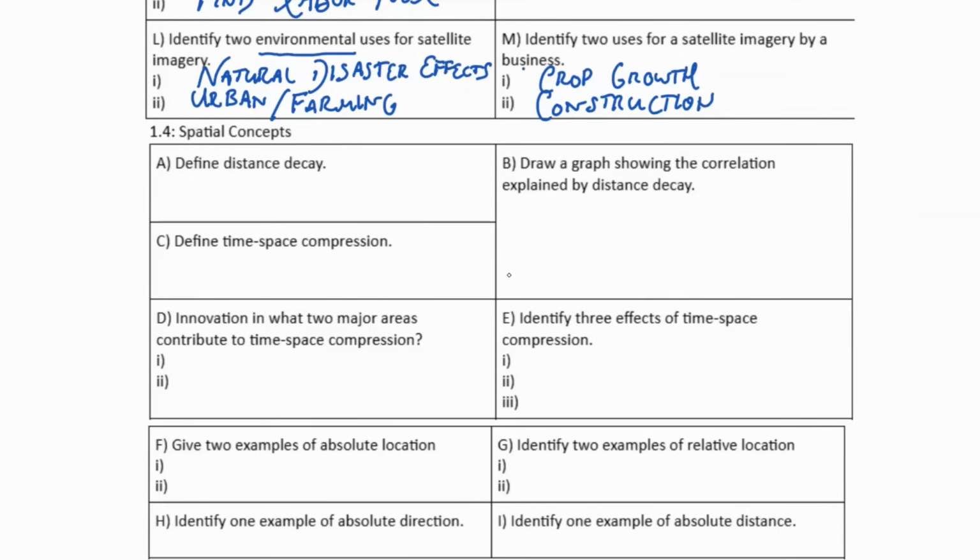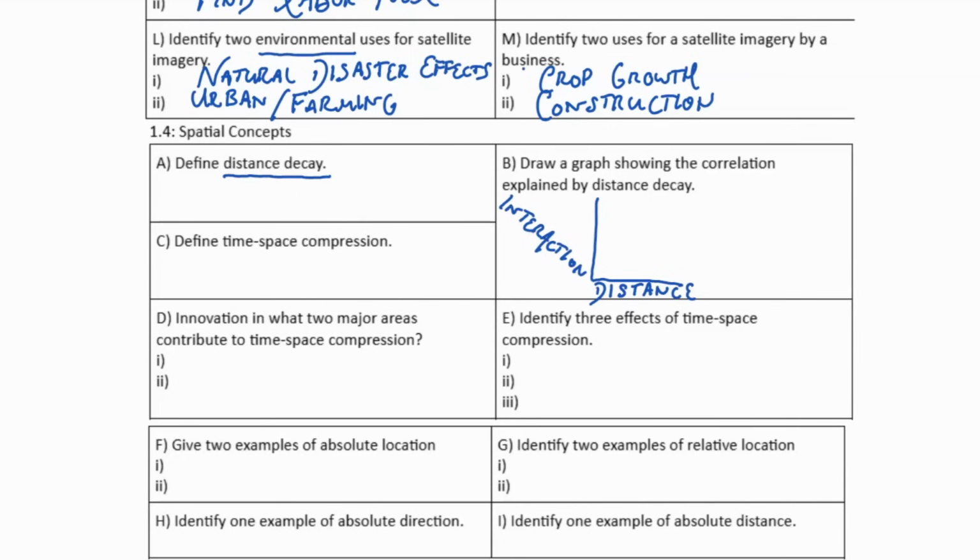All right, 1.4. We're going to talk about spatial concepts now, starting with distance decay, which I'm sure you're familiar with by now. So let's draw a graph to represent that. Here we are going to have the distance, the distance I get from a place. I'm from Florida, so this is the distance away from Florida. And then we're going to say interaction on our y-axis.